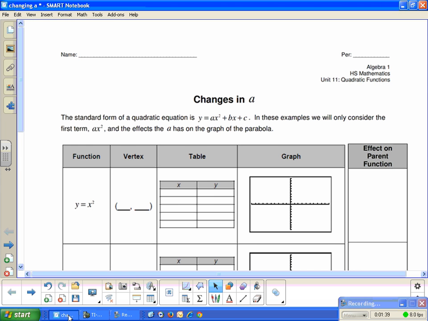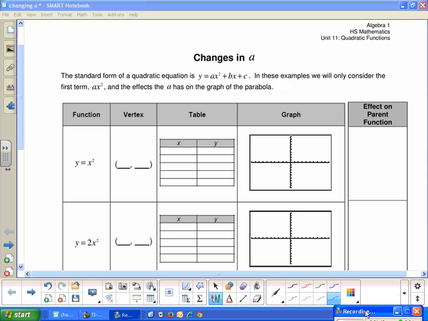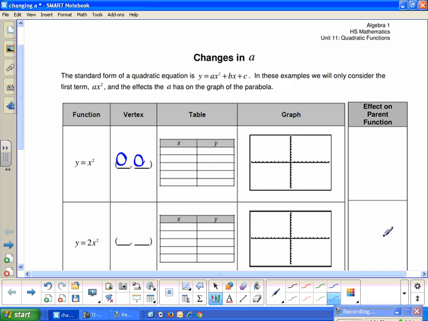So when we look at our paper here, we have a function that's simply y equals x squared. Our first column here with our vertex is simply going to be starting at 0, 0. Because you're not adding or subtracting anything. It's not shifting off of that center point. So if we look at our table, I'm actually going to put 0, 0 in the center here. The reason is because it's not just a straight line. It goes on either side of this point.